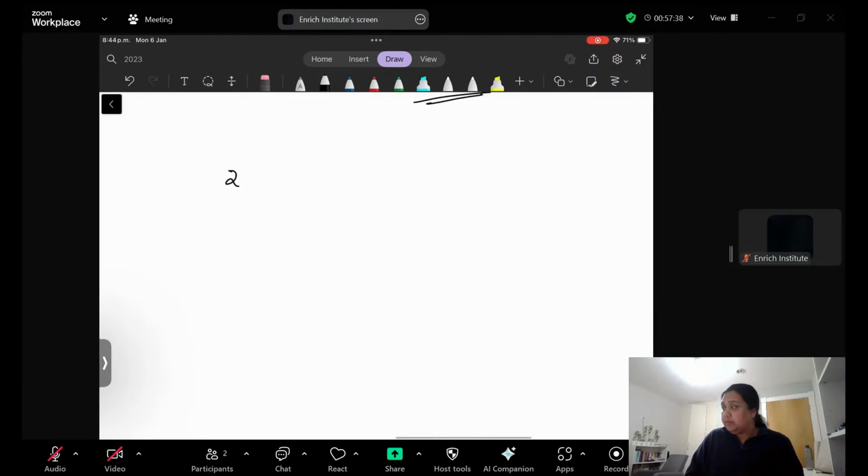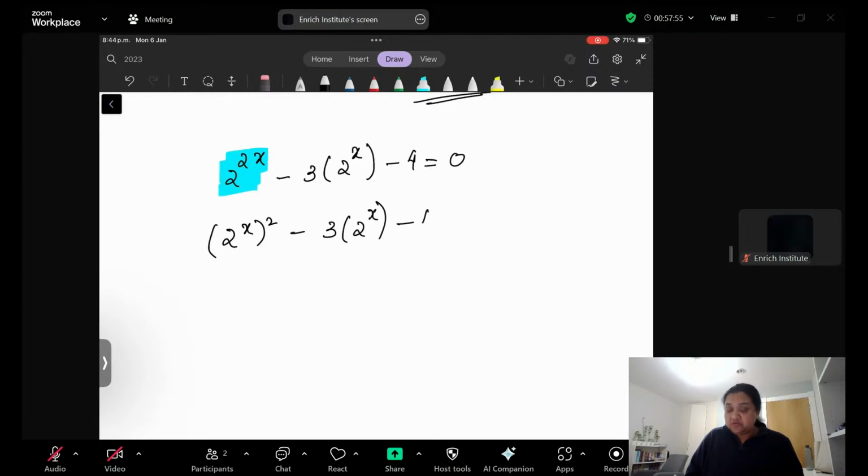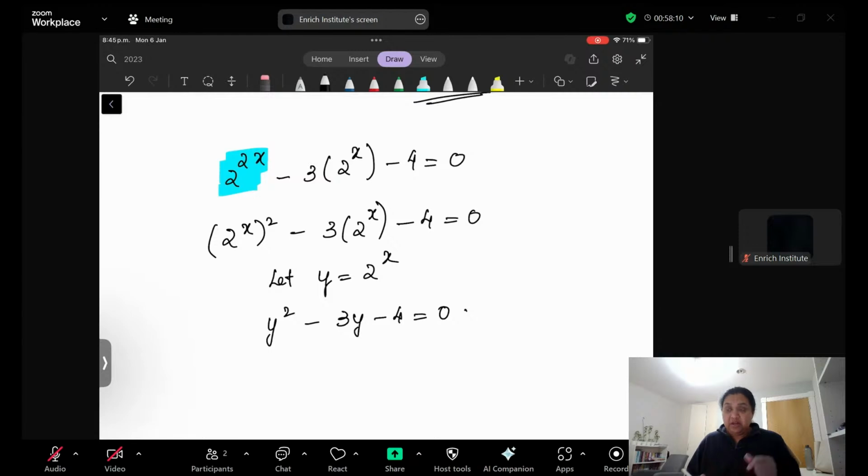2 to the power of 2x minus 3 into 2 to the power of x minus 4 is equal to 0. I'm not going to do this fully. Now see here, 2 to the power of 2x can be written as 2 to the power of x, to the power of 2, minus 3 into 2 to the power of x minus 4 is equal to 0. Now let y is equal to 2 to the power of x, and this can be written as y square minus 3y minus 4 is equal to 0. This is a quadratic. You can solve this. You will find the value and immediately substitute it back to get the x value.